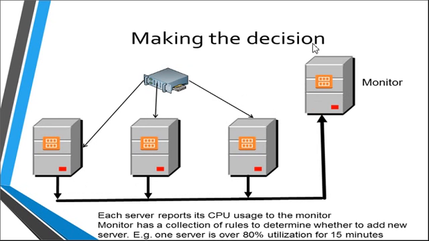Making the decision is done by a monitor. So there's a separate monitor that looks at the CPU utilization of the various servers and has a bunch of rules that determine what action it could take. So if a server is at higher than 80% for 15 minutes, for example, then that may trigger the creation of a new server. If a server is below 20% for 15 minutes, that may trigger its deletion. The 15 minutes is an attempt to avoid particular spikes.